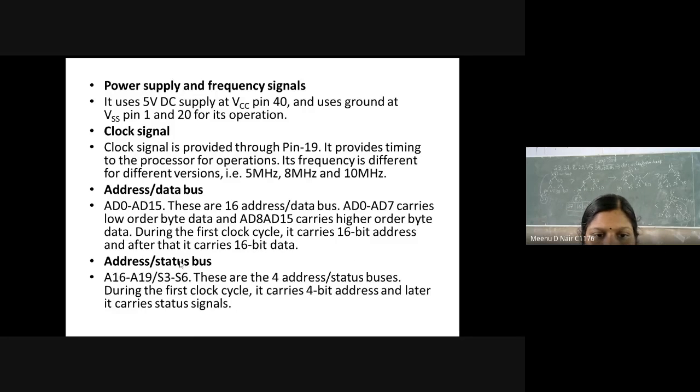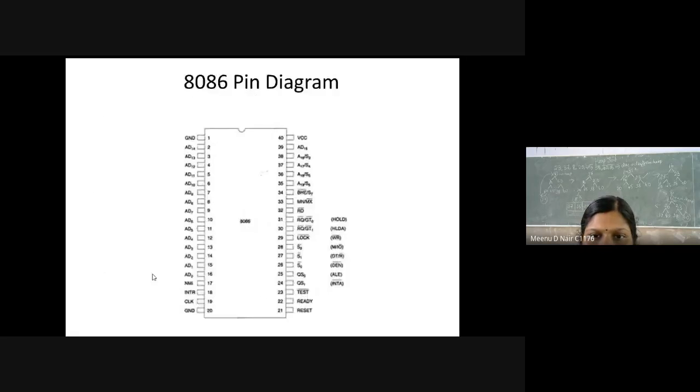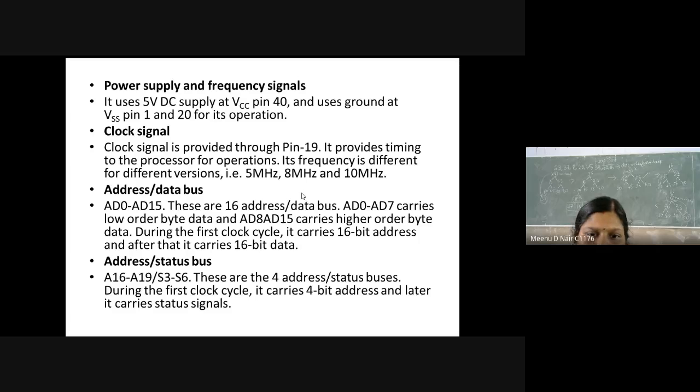Then the address or status bus, that is A16 to A19. A16 to A19 is address or status, S3 to S6. These are the status buses. So there are 4 lines. During the first clock cycle, it carries the 4-bit address, and later it carries the status signal.